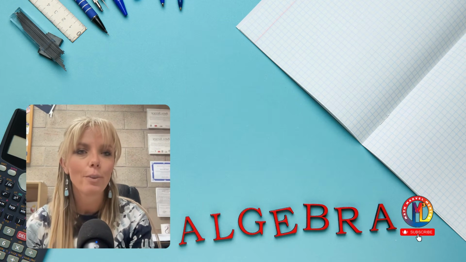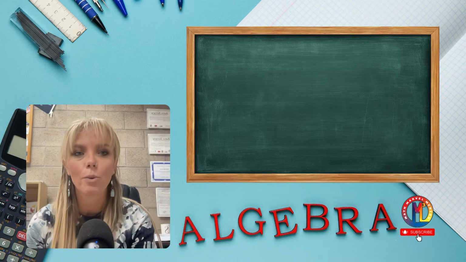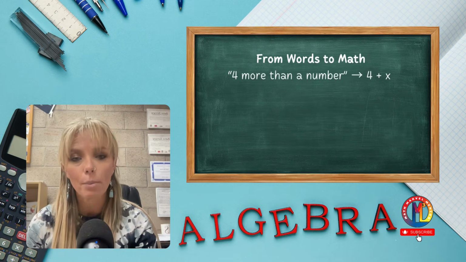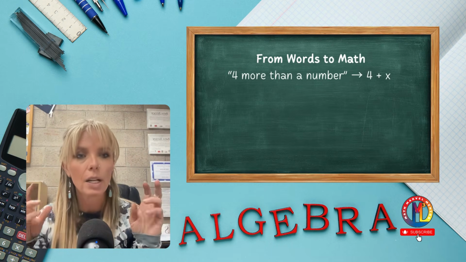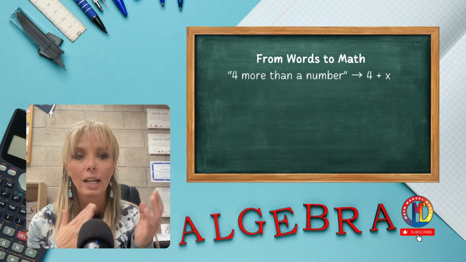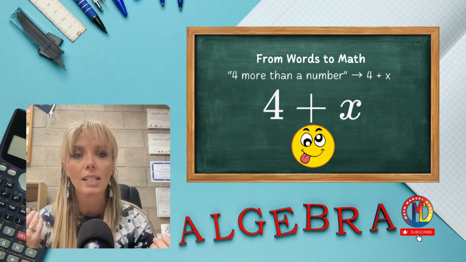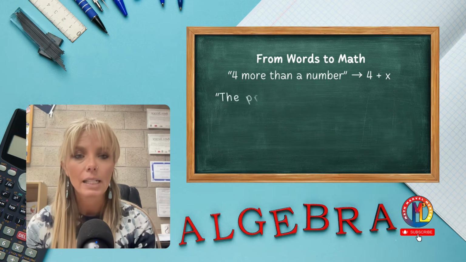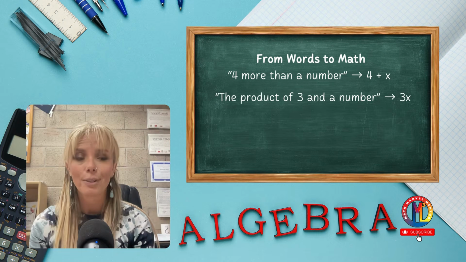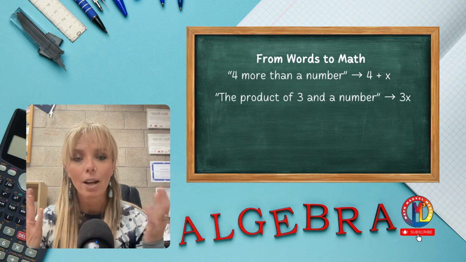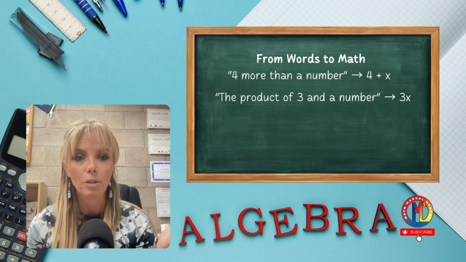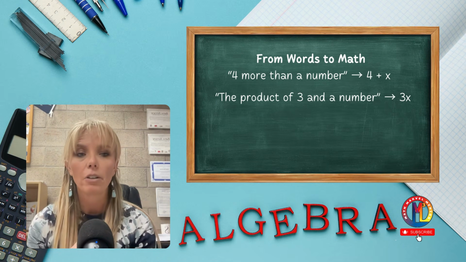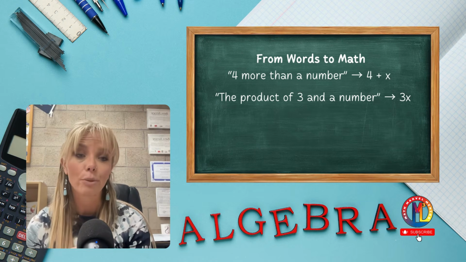Let's go over a few quick examples of how we transition from words to mathematics in writing algebraic expressions. So for 5 more than a number, when we read that, that means that we are going to translate it or write it out as 5 plus x. A number is what we don't know, it's the variable, right? Another example would be the product of 3 and a number. So the product is signaling, oh, we're going to use multiplication of 3 and a number. We don't know what the number is, so that's our variable x. So we would write that as 3x.